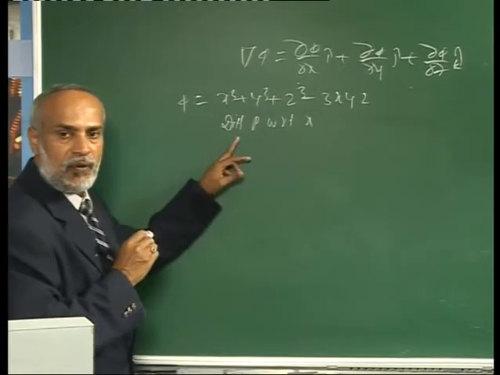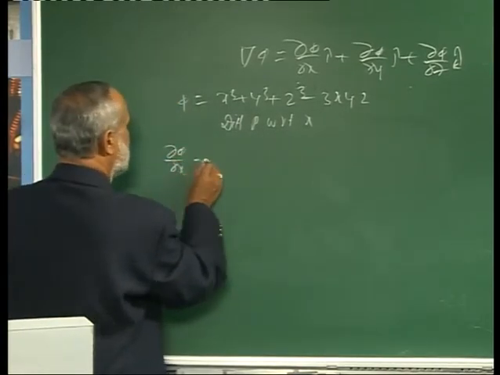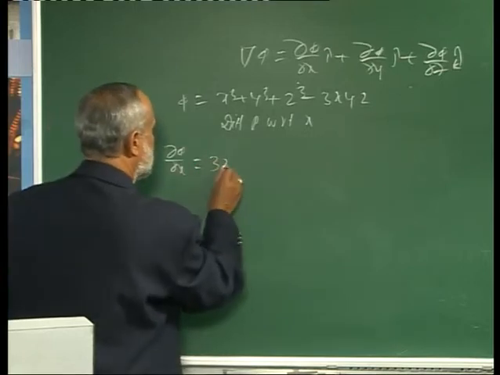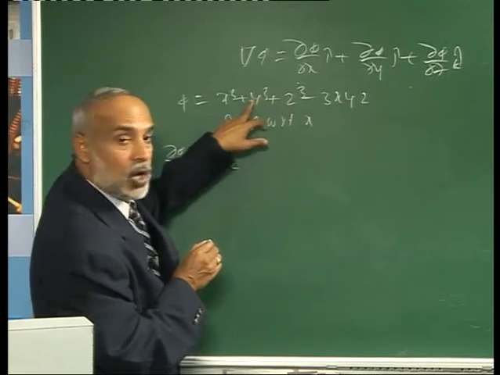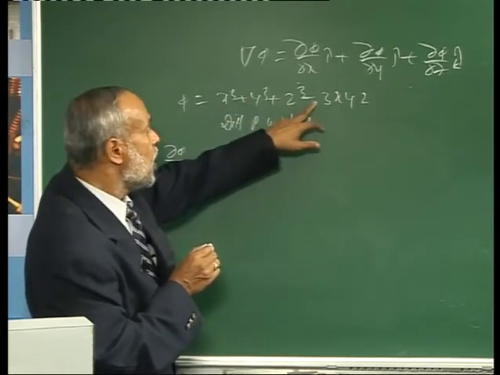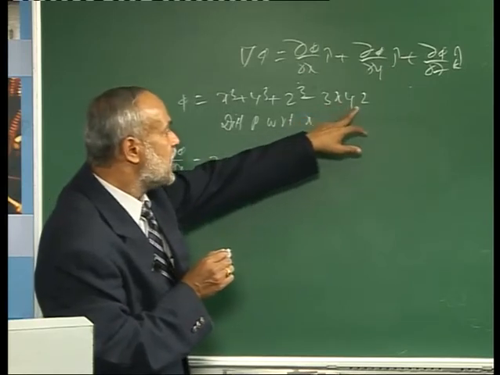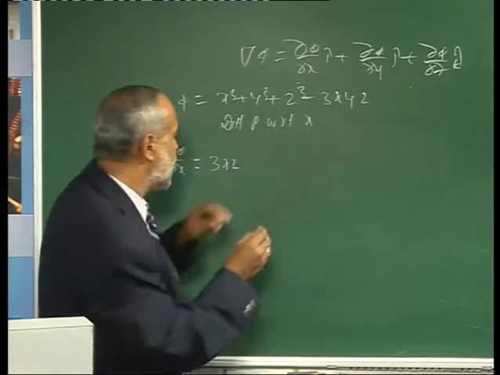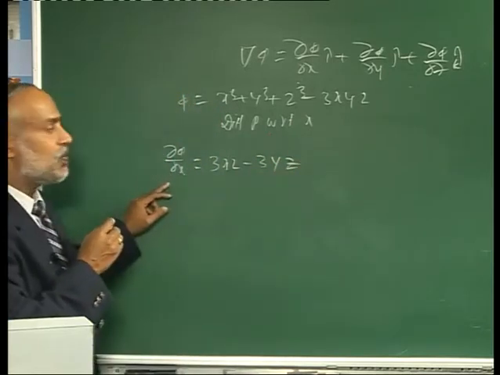Now, to find the gradient of phi, differentiate partially with respect to x. Dou phi by dou x is equal to x cube differentiation is 3x squared, y cube differentiation is 0, z cube differentiation is 0 because you are differentiating partially with respect to x, minus 3xyz differentiation is minus 3yz, since y and z are constant and x differentiation is 1. This is minus 3yz. This is dou phi by dou x.